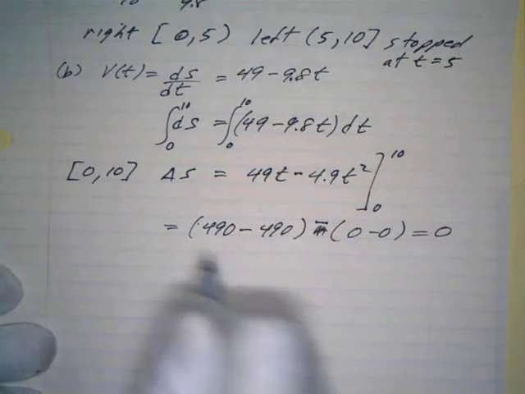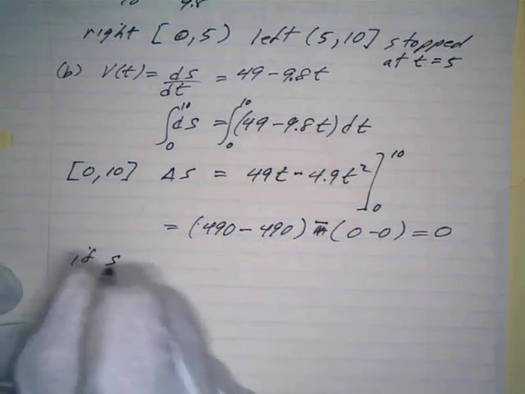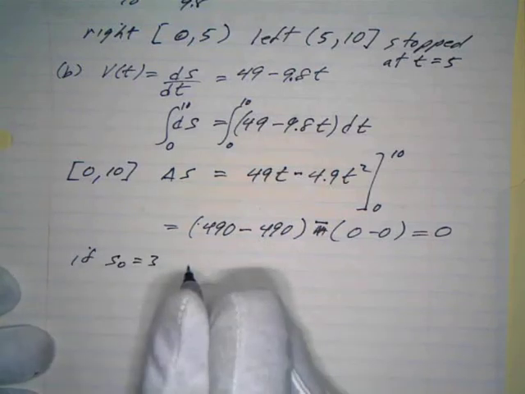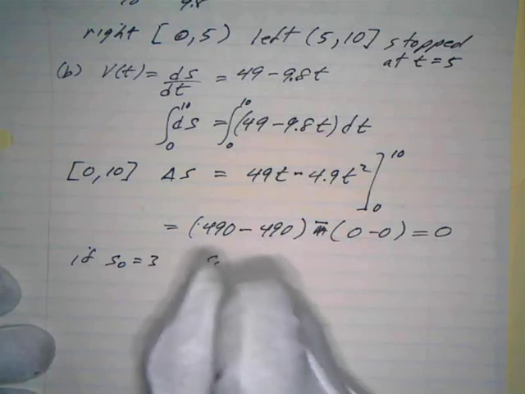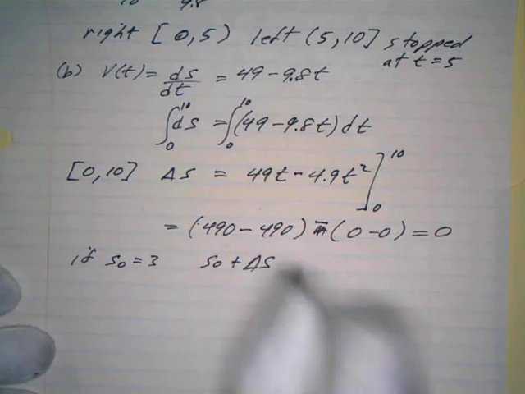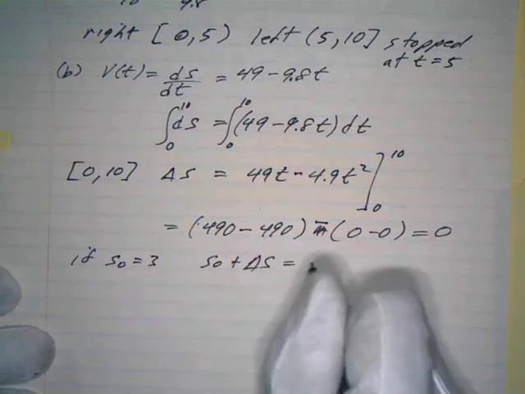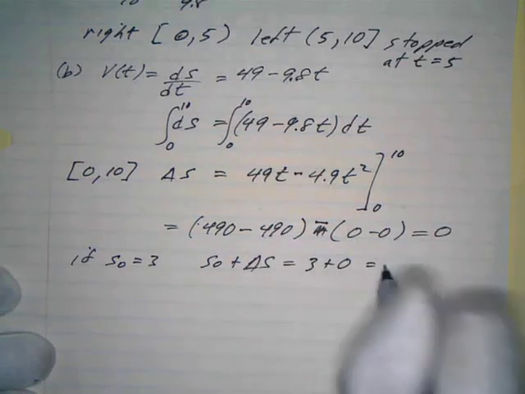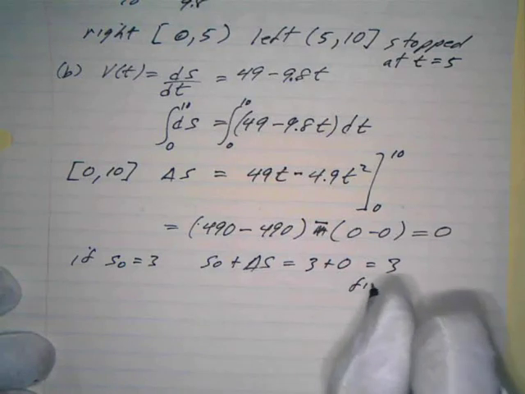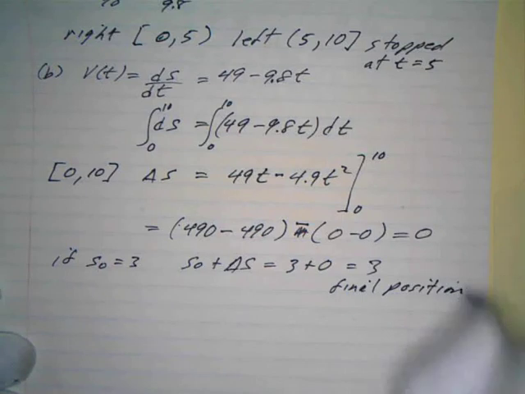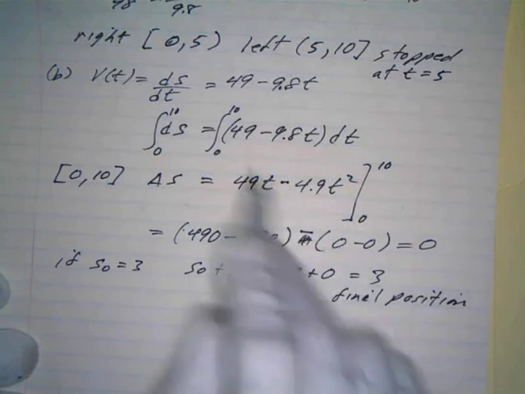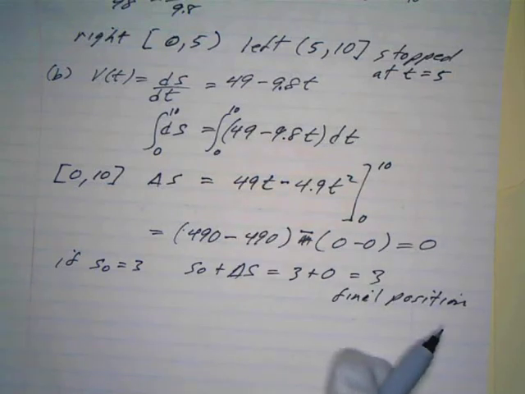Now they tell you that S sub 0, the initial position, if S sub 0 equals 3, what's your final position? Well, your final position will be S sub 0 plus delta S, your displacement, but your displacement was just 0, so it's going to be 3 plus 0, so that will be 3, and that's your final position. So my displacement kind of cancels out. These cancel each other out. So looks like I moved as much right as I moved left.